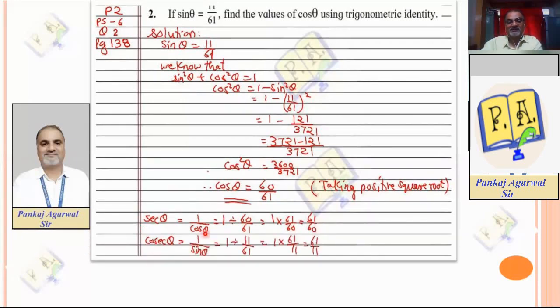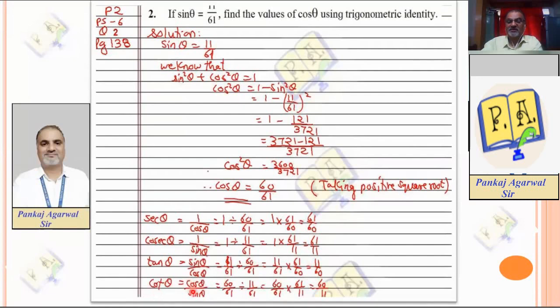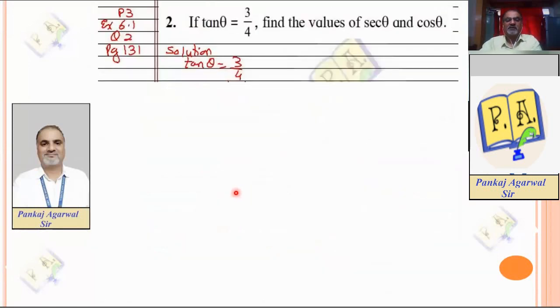Cosec theta is the reciprocal of sine theta, same method. See the interesting thing: tan theta is sine theta upon cos theta, cot theta is cos theta upon sine theta. That's just for understanding purposes, only cos theta was asked, remember that in this answer. Now it's a beautiful question. P3: if tan theta is 3 upon 4, find sec theta and cos theta.